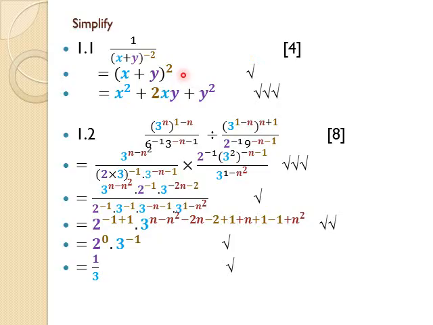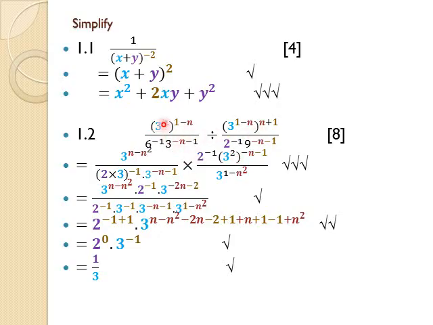And now 3 marks for correctly multiplying out. So x times x, x squared. For the middle term, x times y times 2 gives me 2xy. Last term, y times y, which is y squared. Please don't forget the middle term when we square a binomial. 3 marks.